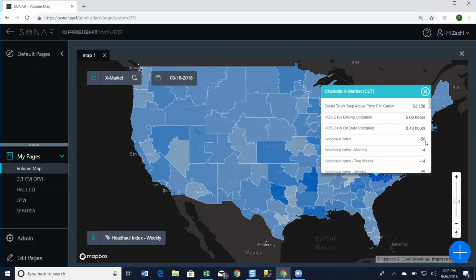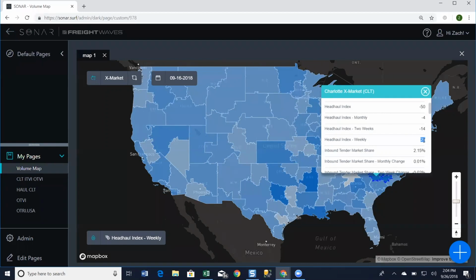When you send a truck into Charlotte, it's more difficult to get a load out when it's in that negative value. But since it's dark blue, you see down here the head haul index weekly value is plus 25. That means 7 days ago, your head haul index was -75. So there's been a big change in the head haul value in Charlotte.